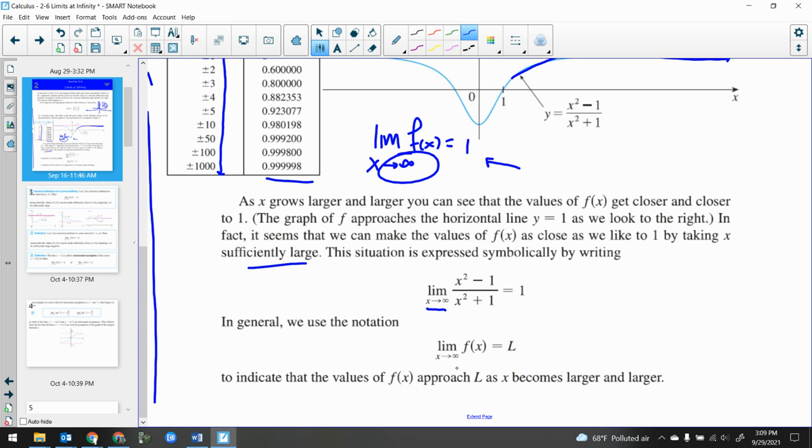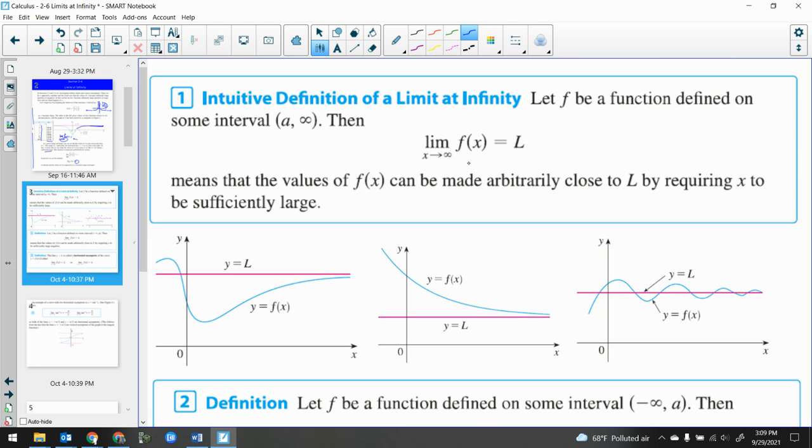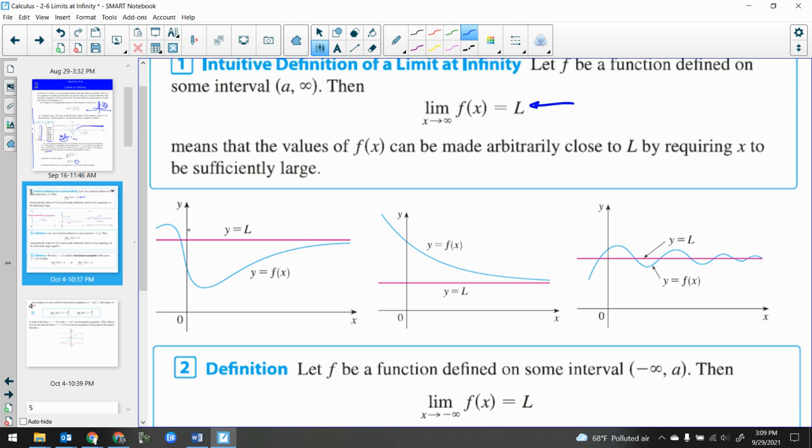Okay. In general, this is the notation: the limit as x approaches infinity of f of x is equal to some number L. This is our intuitive definition of a limit. As I make x grow and grow and grow, this function is going to level off. It's going to have a horizontal asymptote at L. Okay, take a look at some of the examples here. Some weird, wacky function here. It goes down and then comes up, and look, it's going to get closer and closer and closer to some number L. Okay, it's a horizontal asymptote at L.